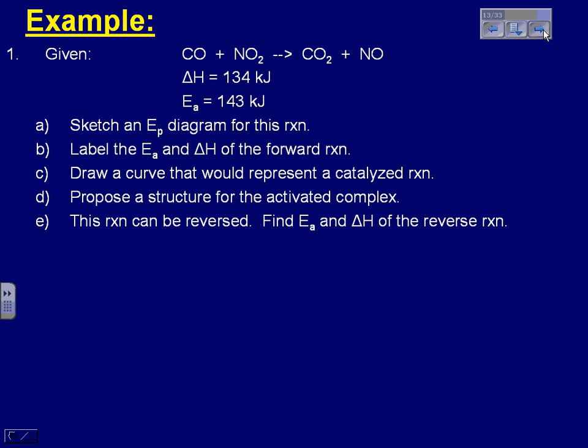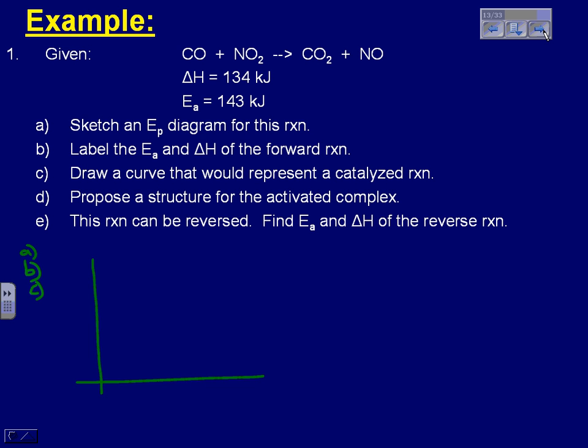Okay, so let's take a look at an example problem that you may encounter. Here we've got some CO reacting with NO2, and it's going to produce CO2 and NO. And I've given you some information. There's the delta H. It's positive, and therefore it is endothermic. And there's the EA. We want to make a sketch of the graph. And in part B, we're going to label the EA and the delta H. We're going to draw a curve for the catalyzed reaction. So A, B, and C can be done all in one shot. So let's take a look at A, B, and C.